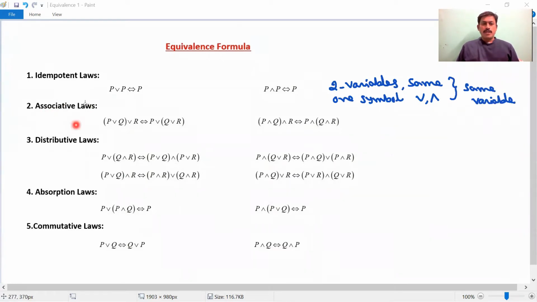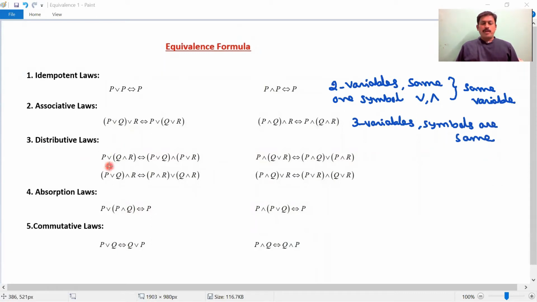Next one, associative law. P or Q or R equivalent to P or (Q or R). Dual of this is P and Q and R equivalent to P and (Q and R). To remember this, three variables are involved and the symbols are the same.